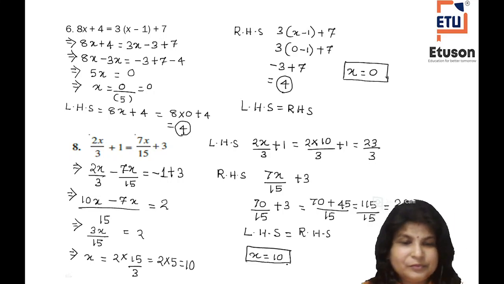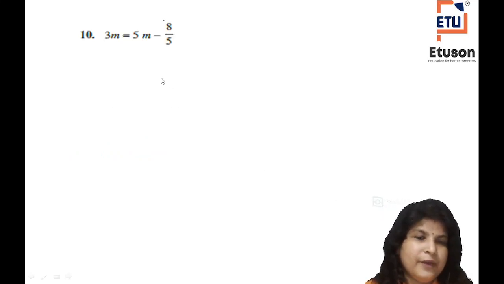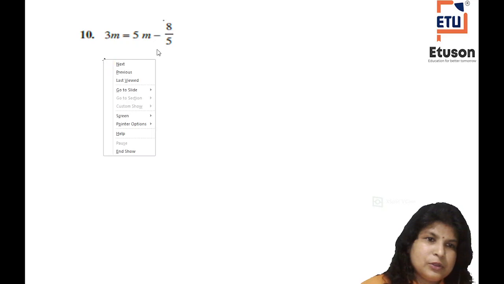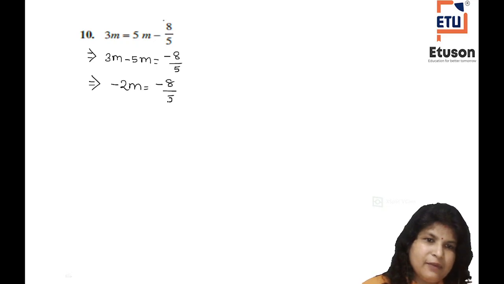Correct, children? Okay. So now I will go to question number 10. It looks simpler, correct? So shall we do that? 3m is equal to 5m minus 8 by 5. So as usual, let us take the variable to one side. 3m minus 5m is equal to minus 8 by 5. So you are getting minus 2m is equal to minus 8 divided by 5.